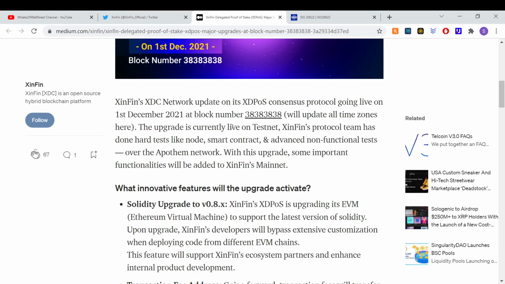So the upgrade is currently live on the testnet. This is very much around the protocol team and development team working hard in the background to make sure that this is going ahead.